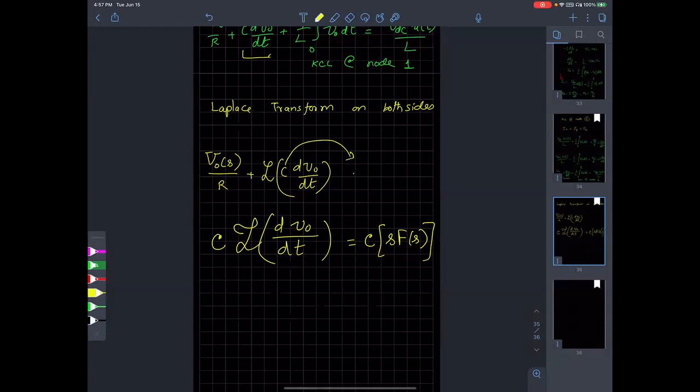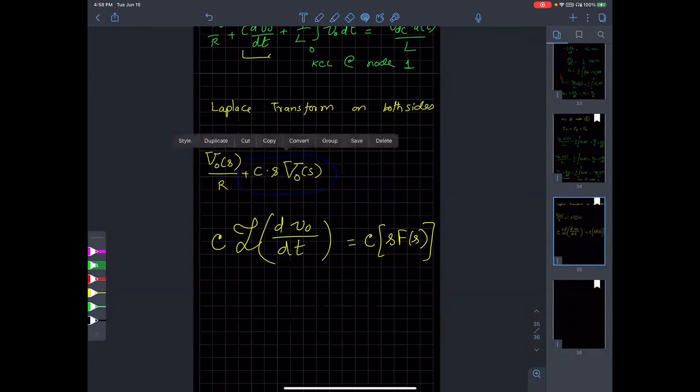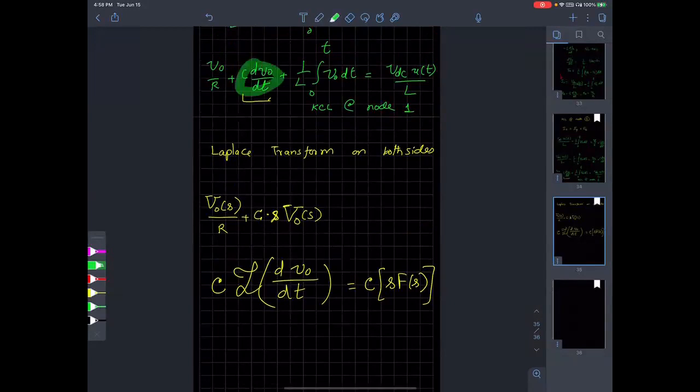So what we are left with is C, coming in from here, times the Laplace transform of the derivative, which gives you S F of S, so C times S V of S. All I have from here is the capacitance giving me C times S V of S. That's all coming from this term here.